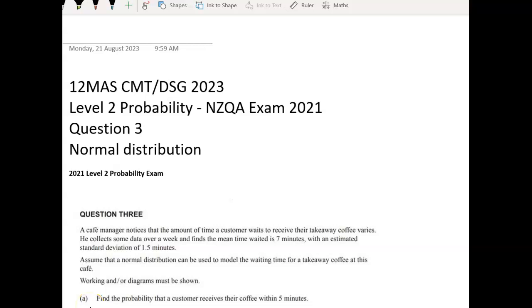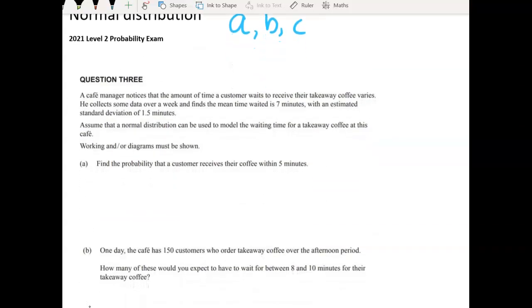Kia ora koutou. In this video, I'm going to do the first 3 parts of question 3, which is from the 2021 exam. So these are all problems about the normal distribution. So I'm going to cover off A, B, and C in here, which is these 3 questions here.